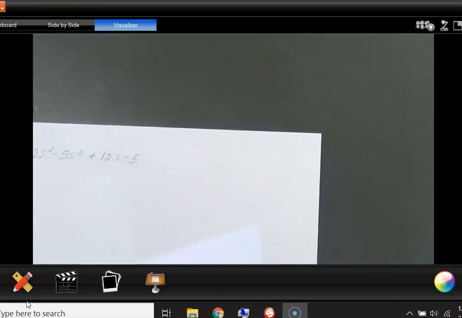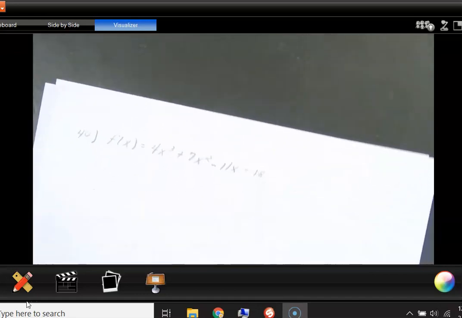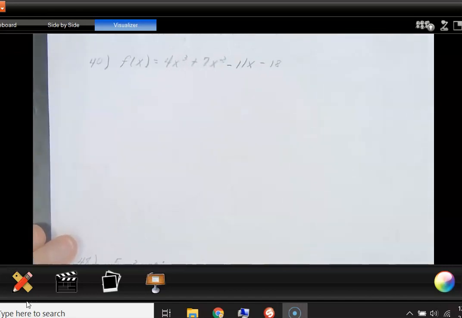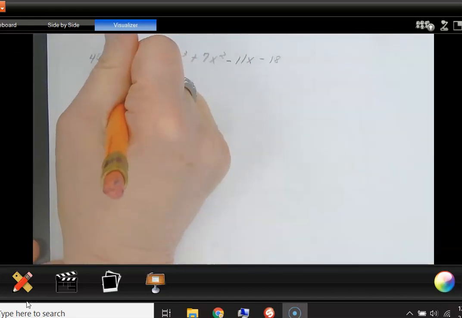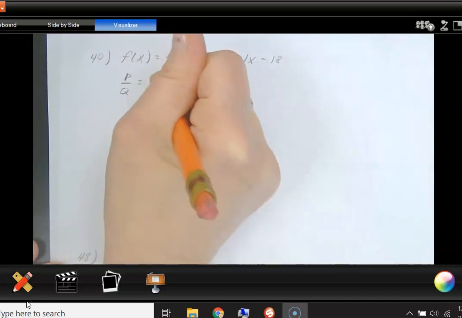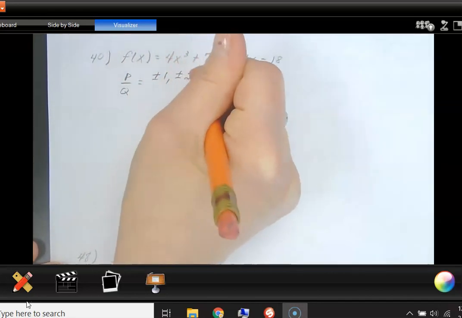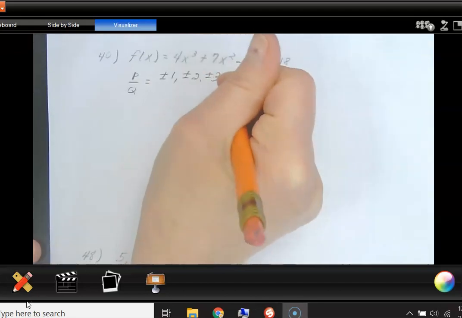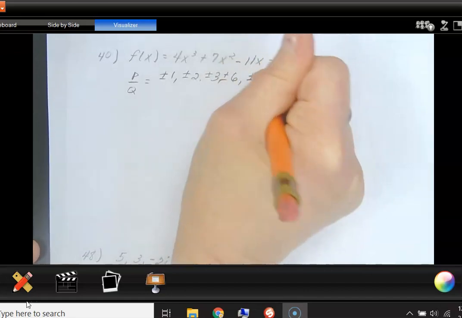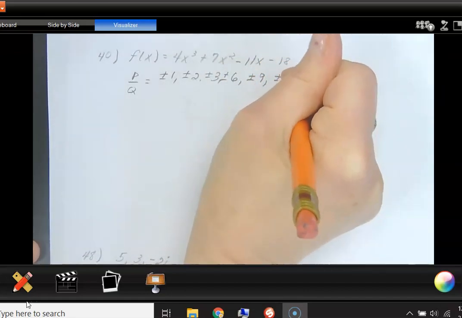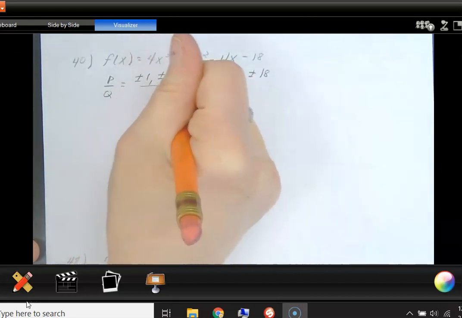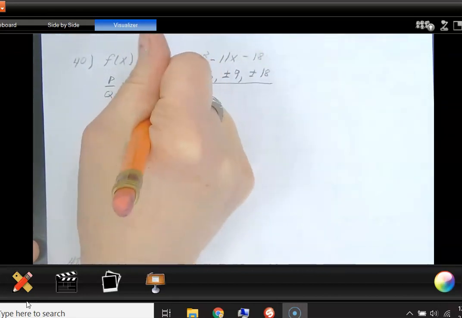The next question was number 40. And we're listing all of the possible rational zeros. So we're doing P over Q, possible rational zeros, plus or minus 1, 2, 3, 6, oh goodness, 9, and 18. I thought this was a good idea. Over all of the factors of 4.